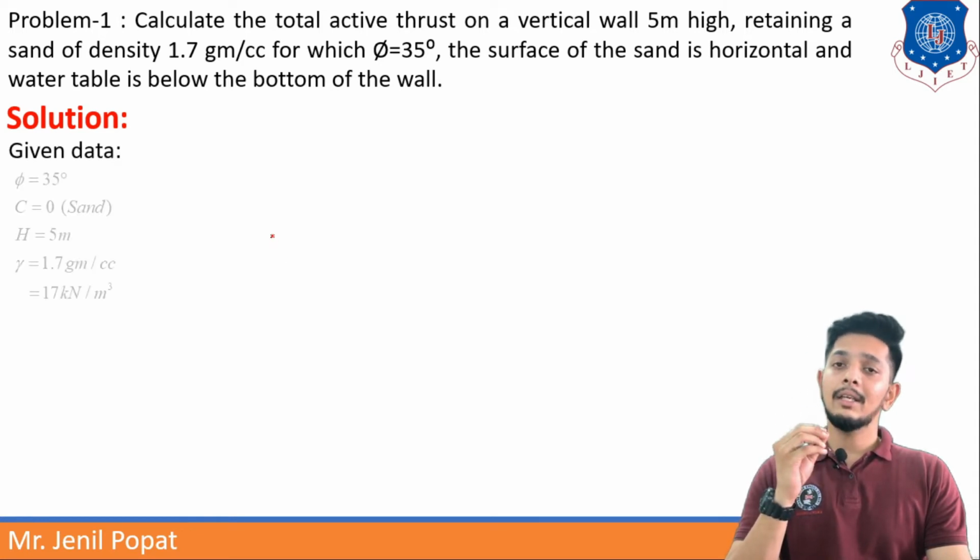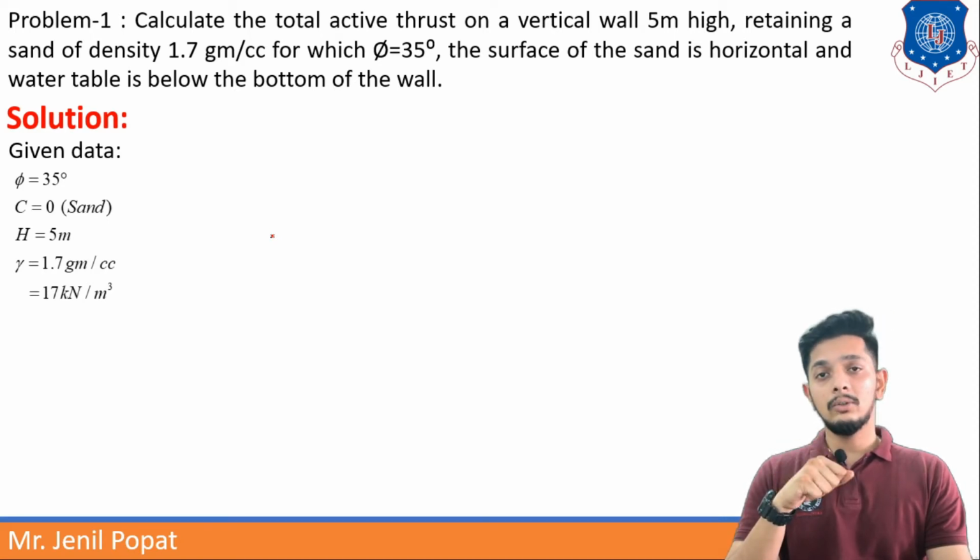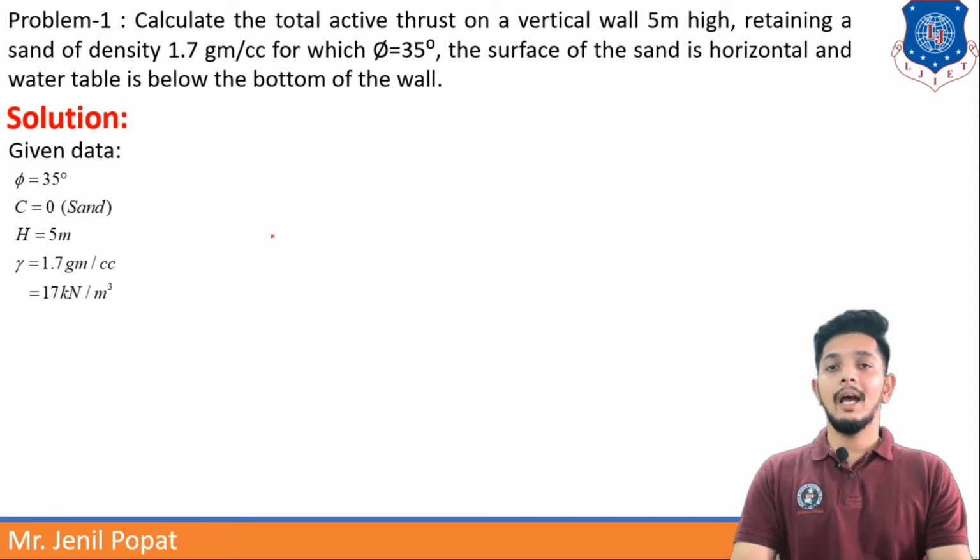Basically let us write the given data for that. Phi 35 degrees, C 0 because it is sand. So we are discussing cohesion-less soil here. H height is given as 5 meter and gamma is given as 1.7 gram per cc. Let us convert gamma into kilonewton per meter cube as 1.7 into 10, that is 17 kilonewton per meter cube.